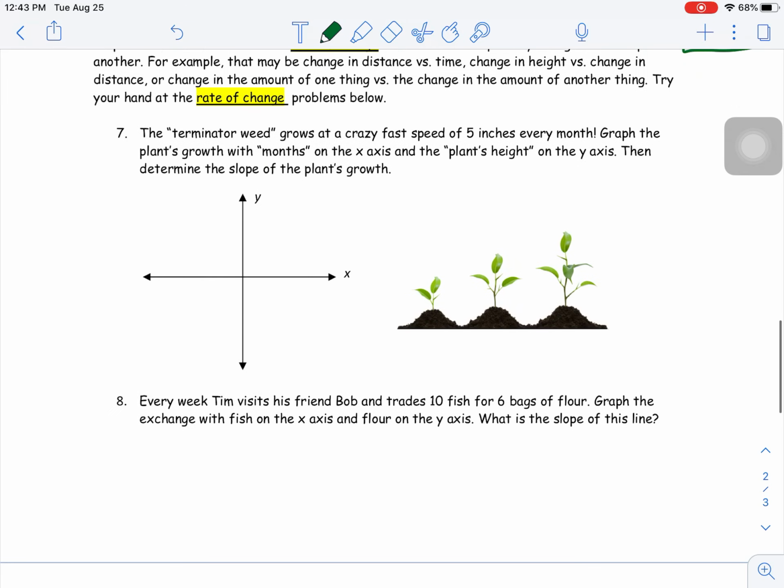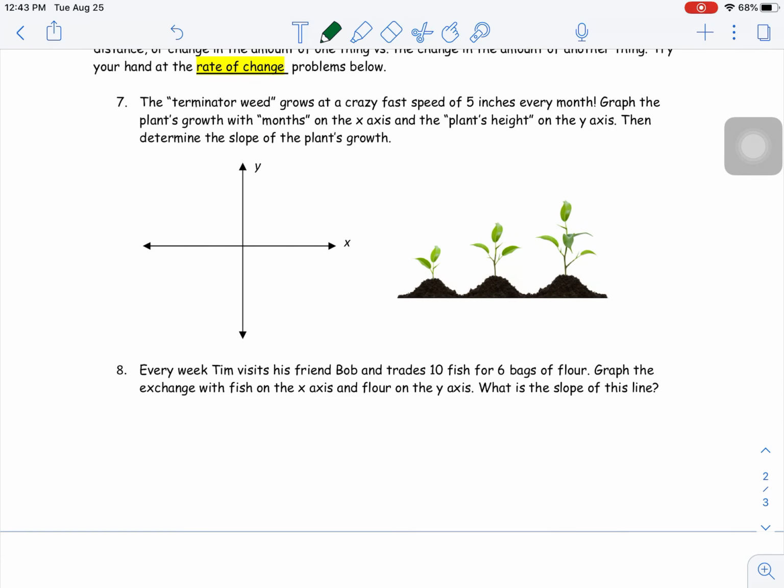It says the Terminator weed grows at a crazy fast speed of 5 inches every month. Graph the plant's growth with months on the x-axis and plant's height on the y-axis. Then determine the slope of the plant's growth. So it wants months on the x, and it wants plant's height on the y. Okay, so our x value is our months. So months count by one at a time. So 1 month, 2 months, 3 months, 4 months.